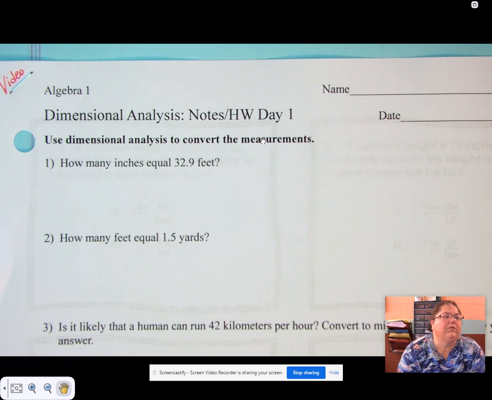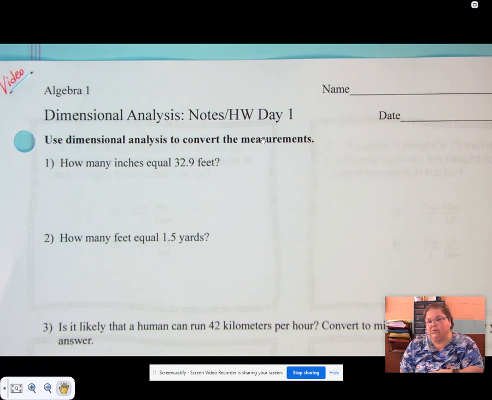Alrighty, we are going to learn about dimensional analysis today. We're going to use dimensional analysis to convert measurements. The 10 Ready math reference sheet is located in your materials on our Google Classroom. Okay, so just keep that in mind.